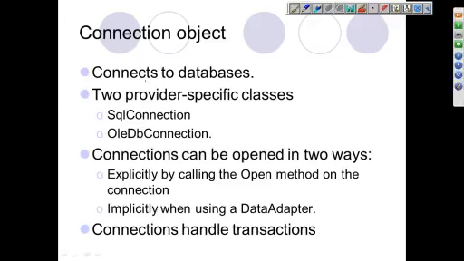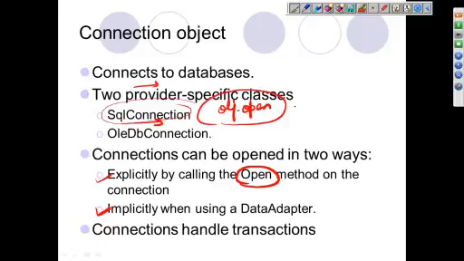So the connection object creates the connection to the database, and this is the class. Now, when you are creating the connection to the database, there are two methods. One is the explicit method, another is the implicit method. The explicit method means you have to open the connection explicitly by calling the Open method of the SqlConnection class. You create the object of this class, let's say this is the object, so object.Open. This is the explicit method.